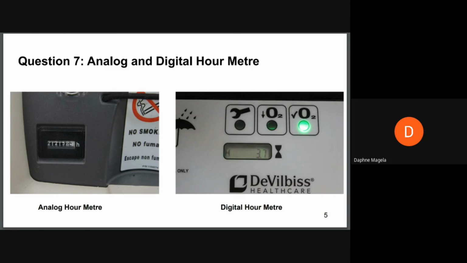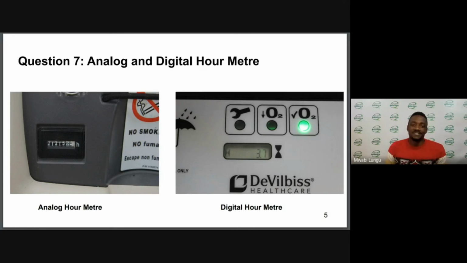Some of the components on the concentrator have to be changed depending on the number of hours. For instance, in the Devilbiss 525, the intake filter is to be changed after 10,000 hours or sooner if it is visibly dirty. So in summary, the hour meter is essentially used to track how long your concentrator has been running.